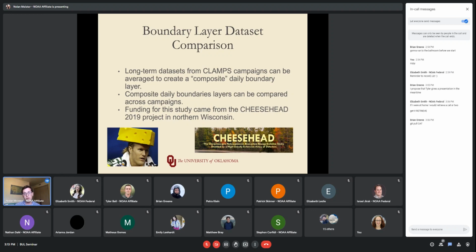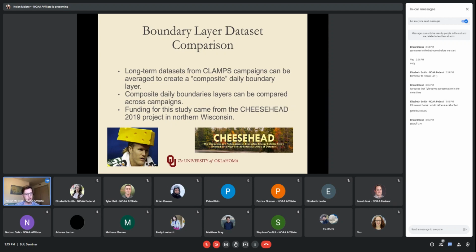But what we could do with CLAMPS is start to take these long-term data sets and average them. So instead of having 2 months worth of daily atmospheric profiles that we could put time-height cross sections across 2 months, we could average all of them into a composite daily boundary layer. So a 24-hour average time-height boundary layer cross section.